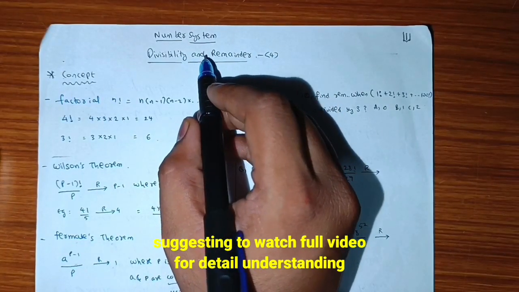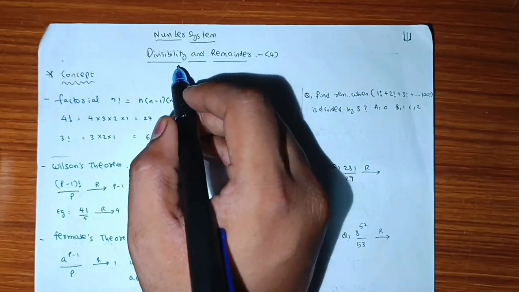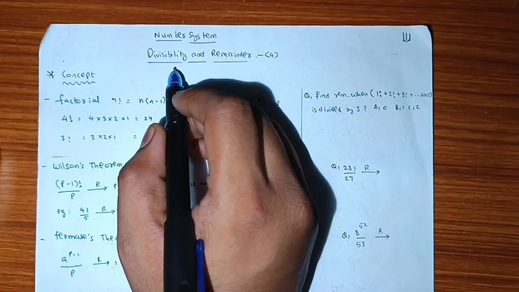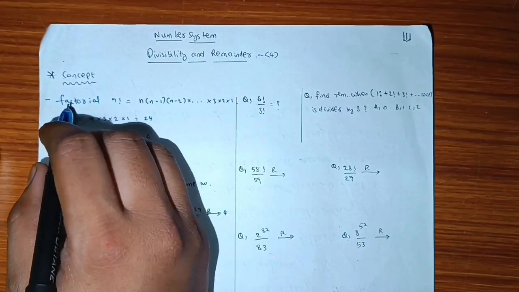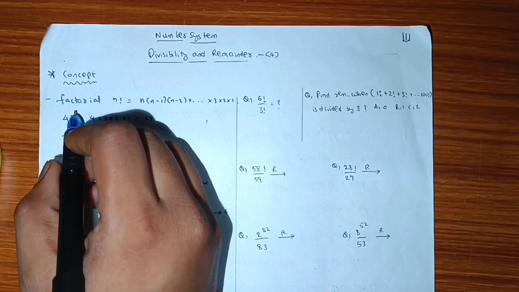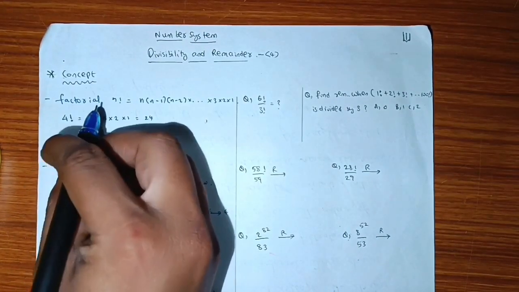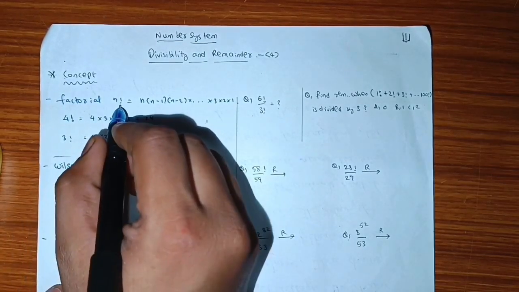In this video we are going to see the fourth part of the number system topic. In this we are going to see the divisibility and the remainder topic. At the very first, let us see the concept. In the concept, our first topic is factorial. Factorial means the symbol of factorial is this one.